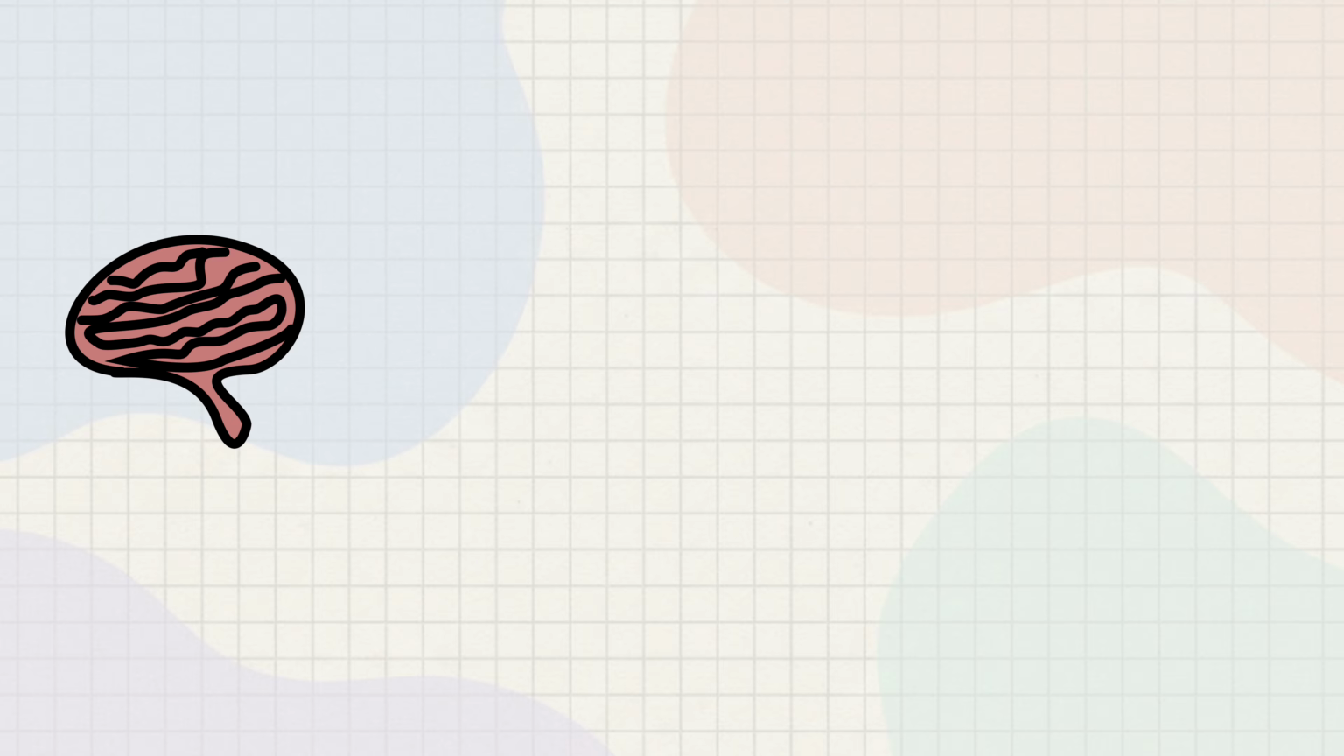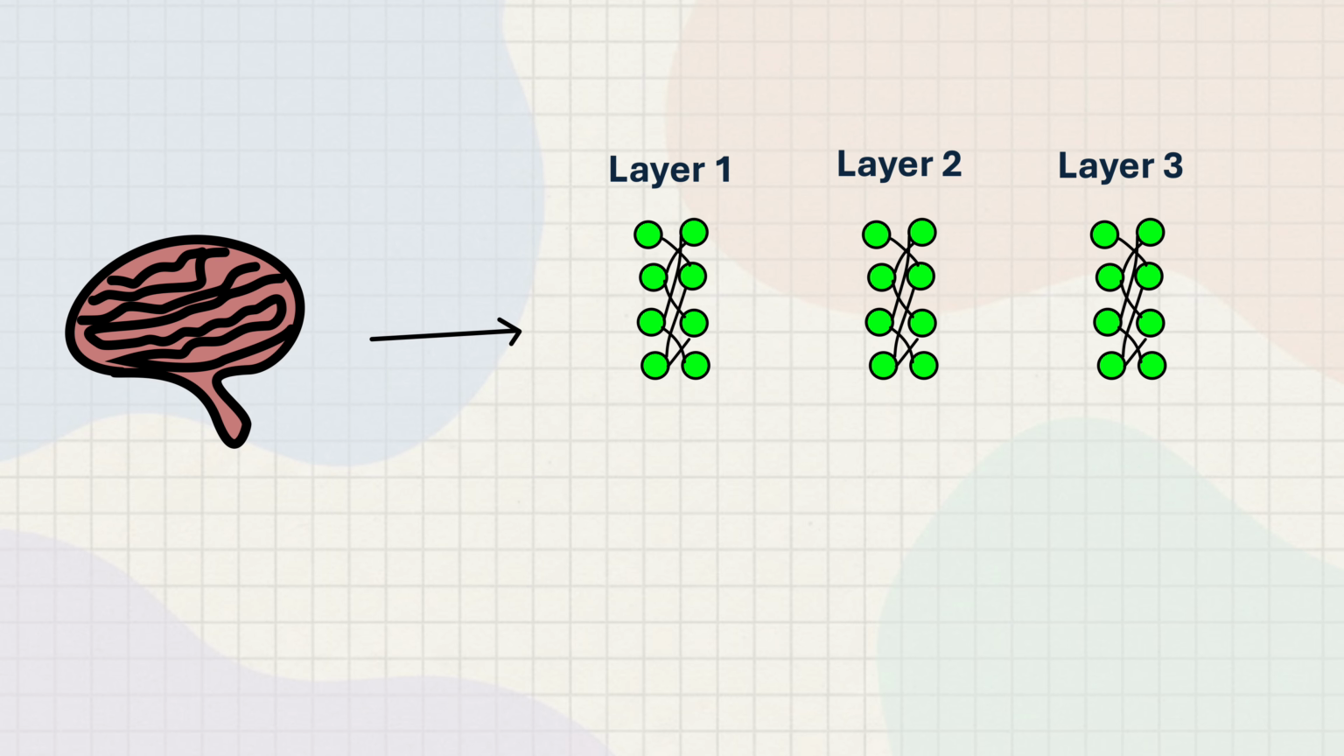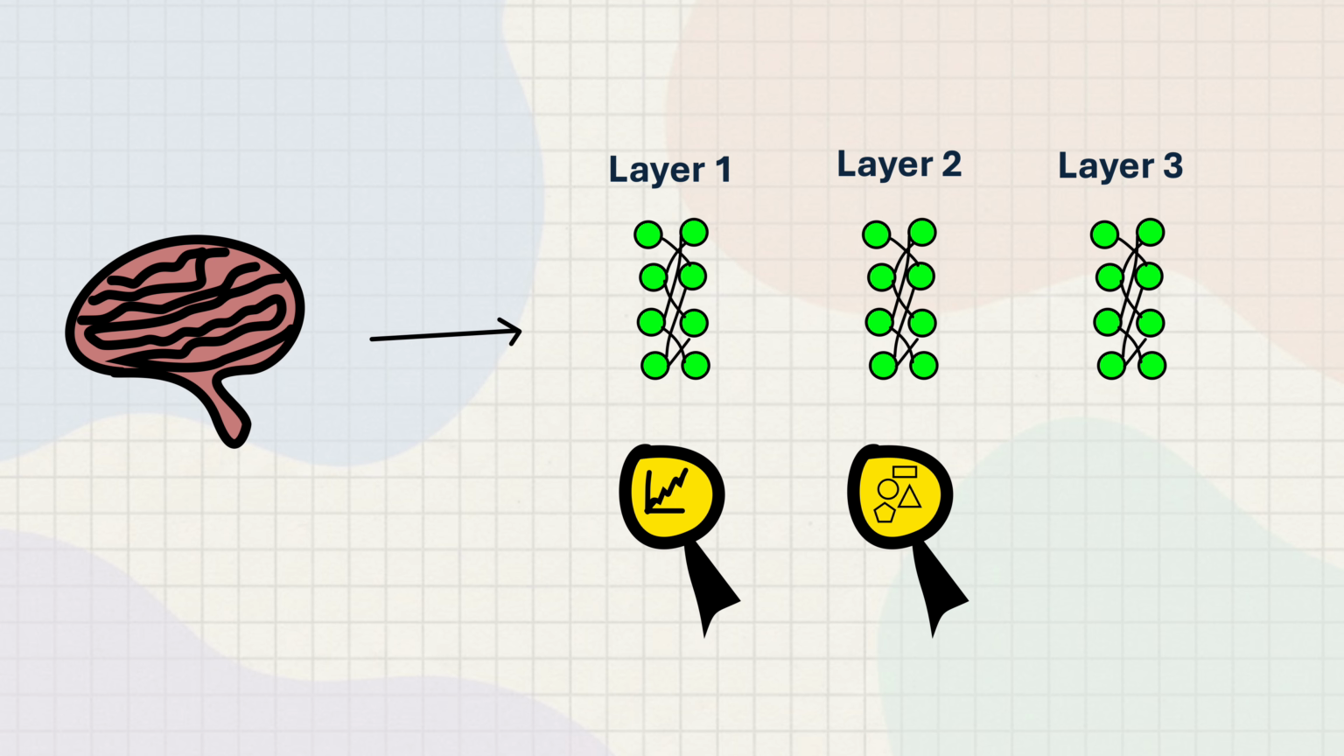Neural networks are the core of how AI learns. You can think of them as artificial brain cells. Each small unit processes information and passes it to the next layer. One layer may detect simple things like edges in an image. Another layer detects shapes, and the final layer recognizes what the object actually is. This layered learning is what makes AI powerful.